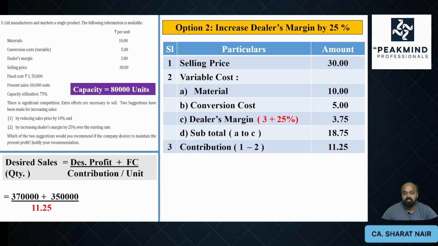Now applying the formula for desired sales, which is desired profit plus fixed cost divided by contribution per unit, what will happen? 3,70,000 plus 3,50,000, desired profit plus fixed cost, divided by the revised contribution, which is 11.25. Solving this, we get 64,000.